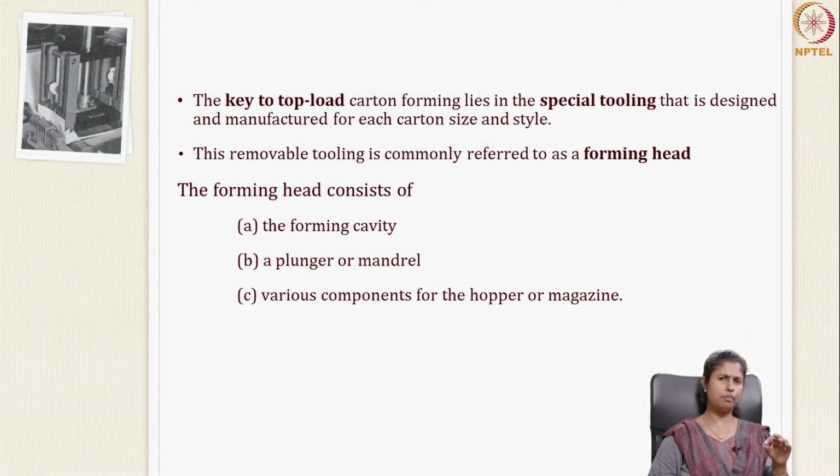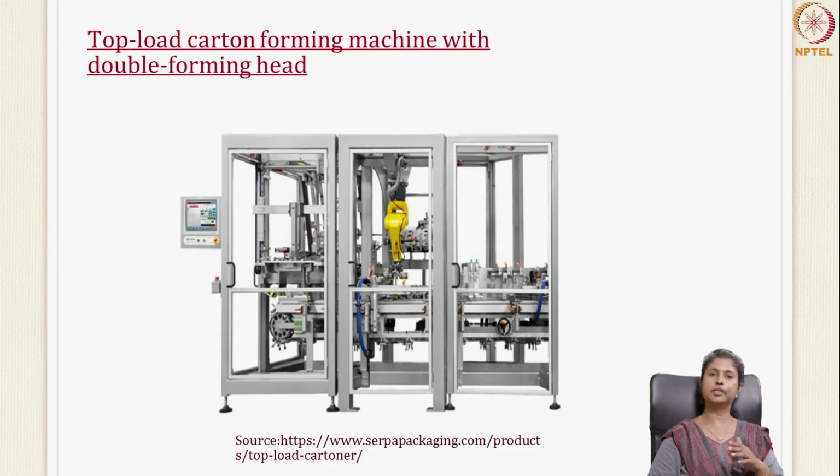Now, the key to top loading in a vertical system. The key to a top load carton actually lies in something called a special tooling system, which is designed and manufactured for each carton size and style. This removable tooling, you can change depending on the size and the style of your carton. This removable tooling is known as a forming head. The forming head consists of three structures. One is the forming cavity. Then you have the plunger. And the third one, you have different components for the hopper or the magazine. This is a top load carton forming machine with a double forming head.